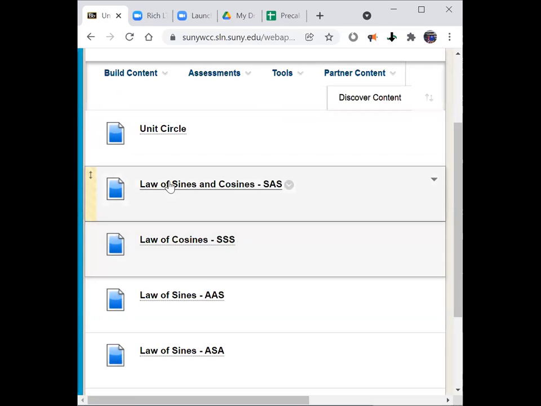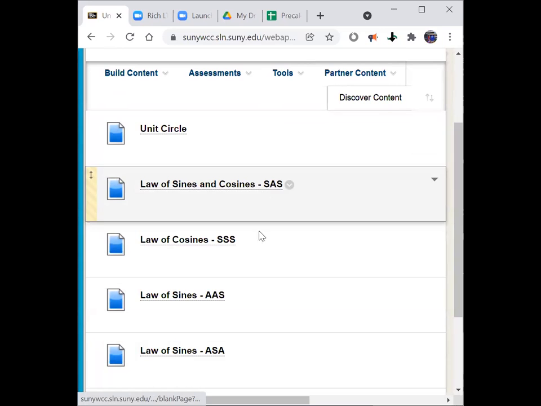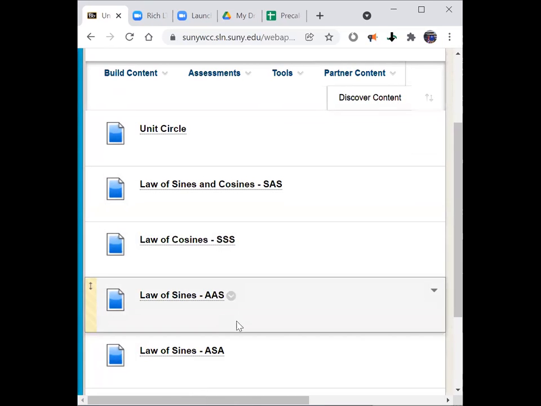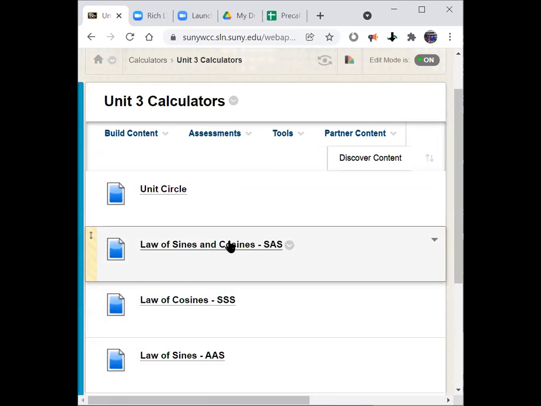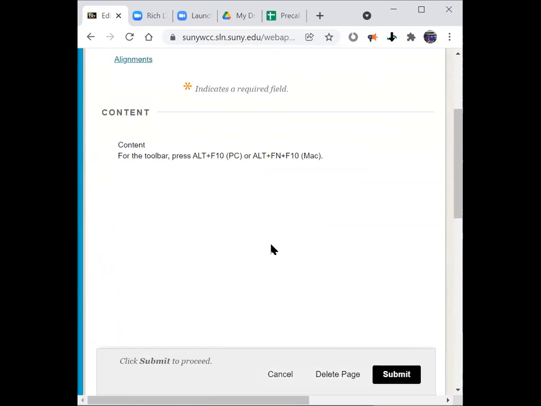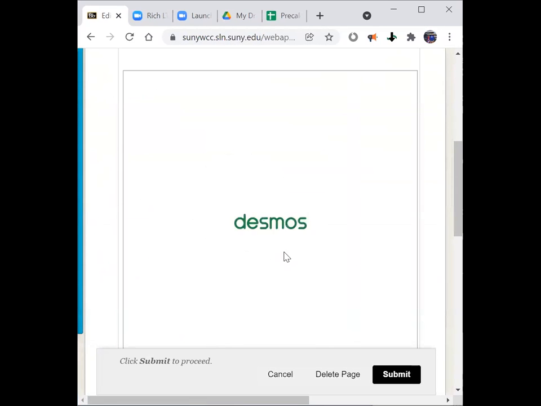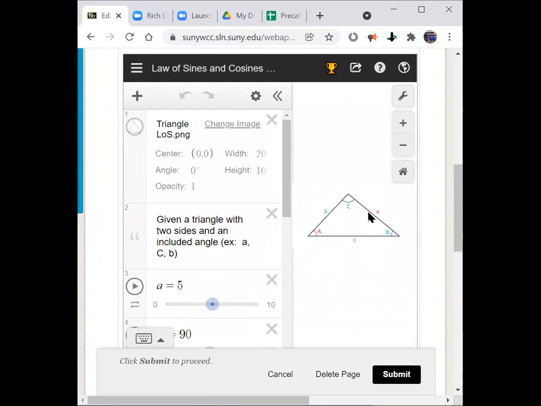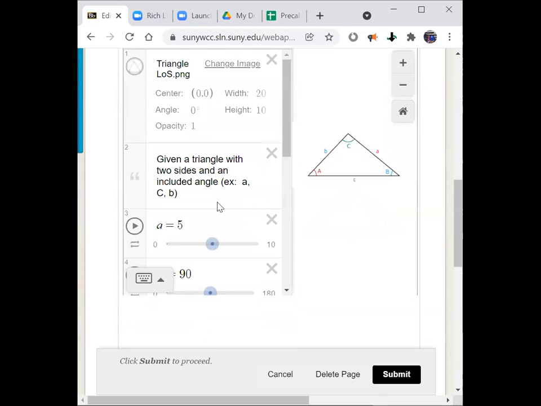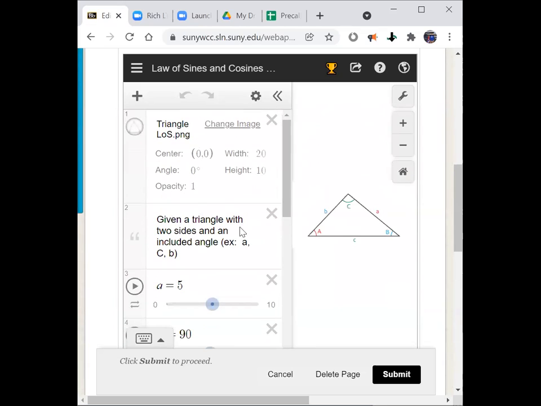But the bottom line is, whether it's law of sines or law of cosines, it doesn't make as much of a difference as whether we care about the SAS versus SSS versus AAS and ASA. So for this instance, we would select this calculator, which has a triangle built, just for reference. And then it has some sliders and some instructions. I'm going to open that up on my screen here and then come back.